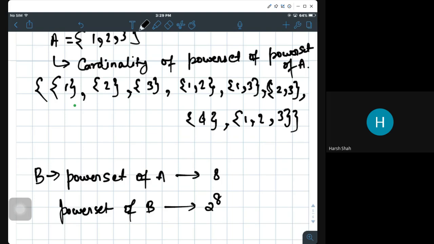Even though it is a set of sets, you don't have to worry about what will happen with a set of sets. You just consider that this is an element. I'm using it alone. Right?